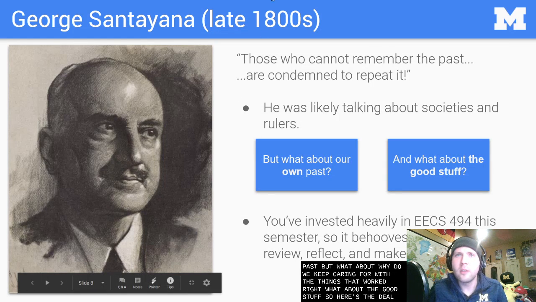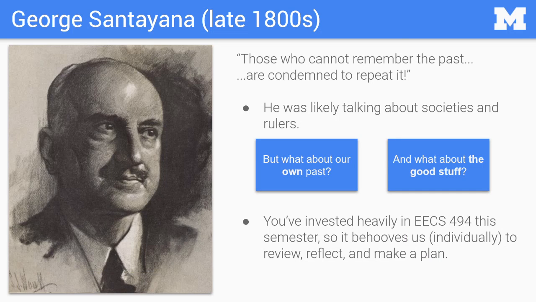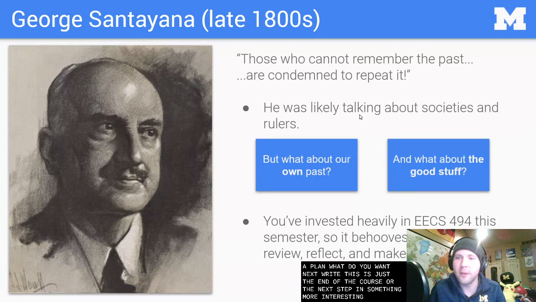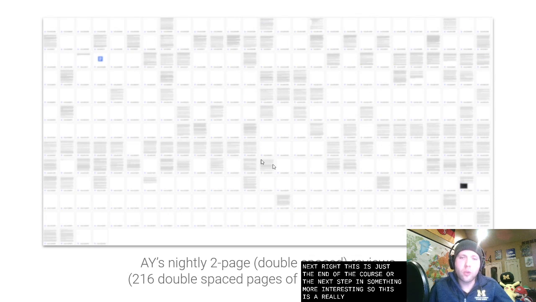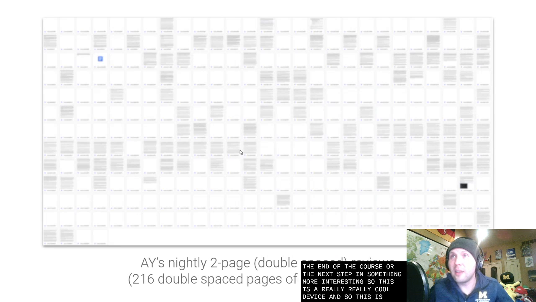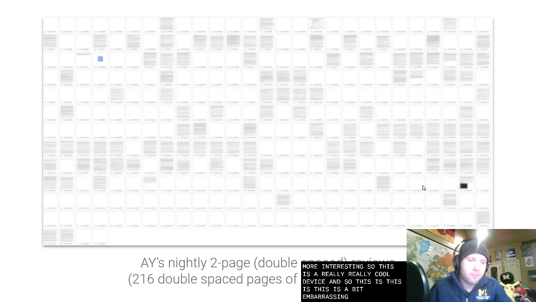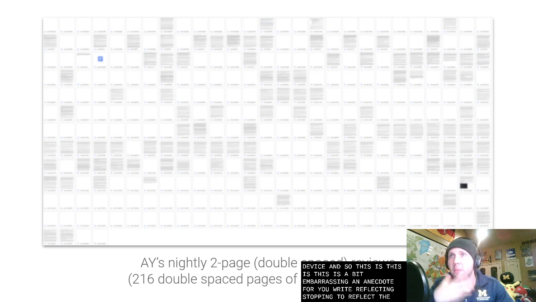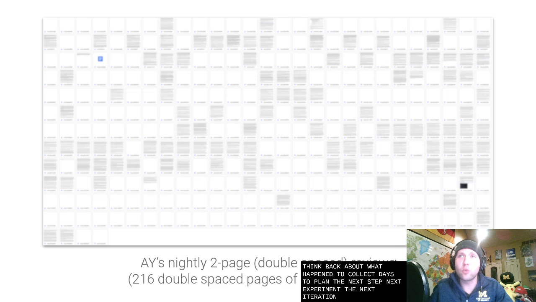So here's the deal. You've invested heavily in EECS 494 this semester, okay? And it just behooves you to think about what this semester means across not only 494, but all of your courses, right? Review, reflect, make a plan. What do you want next, right? Is this just the end of the course or the next step in something more interesting? So this is a really, really cool device. And so this is maybe a little bit embarrassing, an anecdote for you, right? Stopping to reflect, to think back about what happened, to collect data, to plan the next step, the next experiment, the next iteration, is really, really powerful.